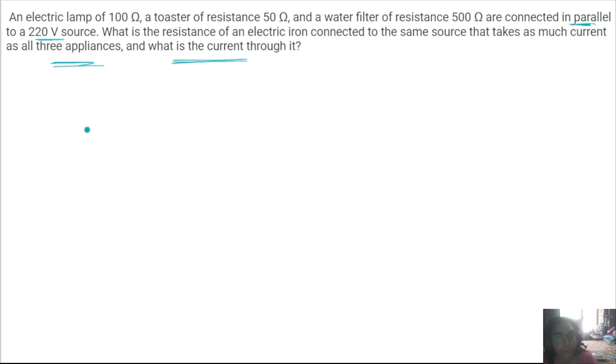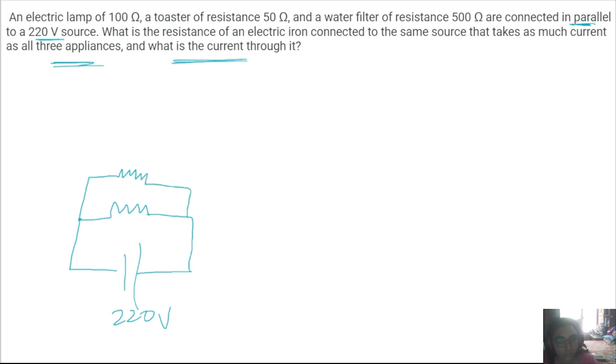so let's just draw it first. Let's just first draw a source. This is the 220 volt source. Now we are going to draw the circuits or the resistances. So 1, 2, 3, and for the fourth one, or the electric iron one, I'll draw it with just a different color. Draw it here.